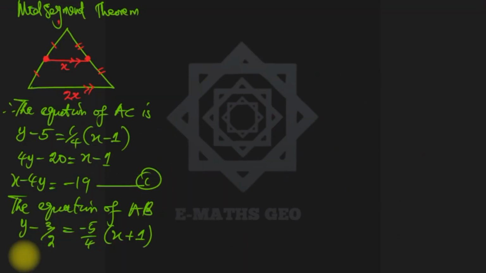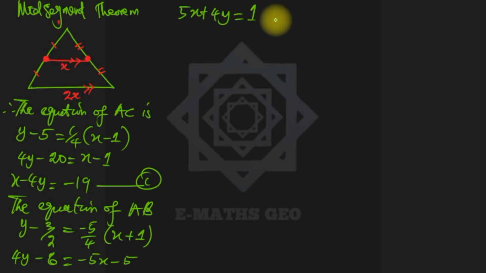Again, multiplying both sides by 4, I have 4y minus 6 is equal to minus 5x minus 5. So we have 5x plus 4y is equal to 6 minus 5, which is 1. Let's call it equation 2.